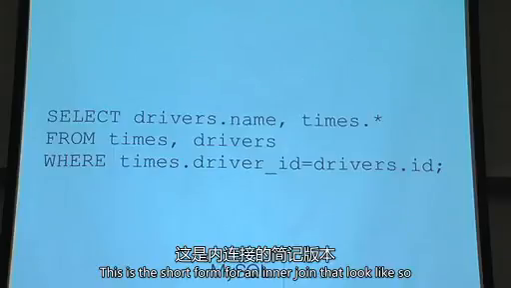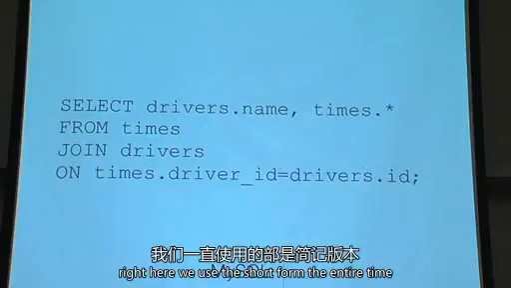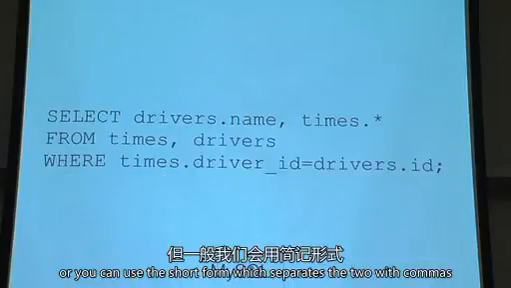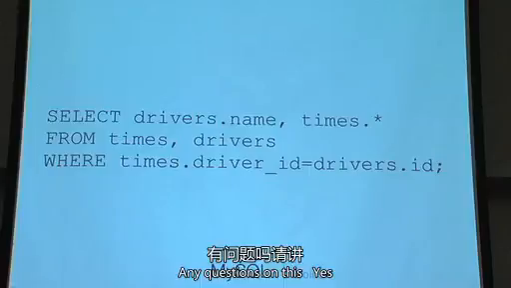This is the short form for an inner join that looks like so. Right here, where we use the short form the entire time, you can just specify the two tables. You can say from one table and join another table, or you can use the short form, which separates the two with commas. Any questions on this?